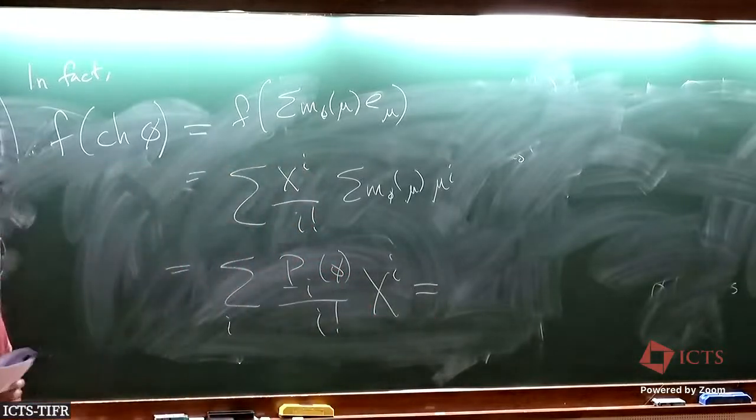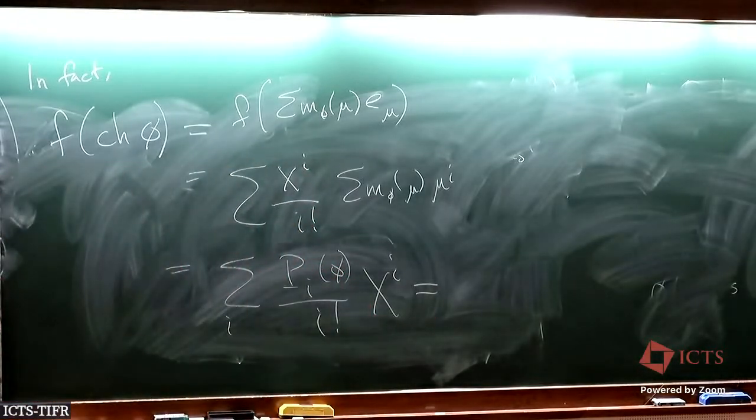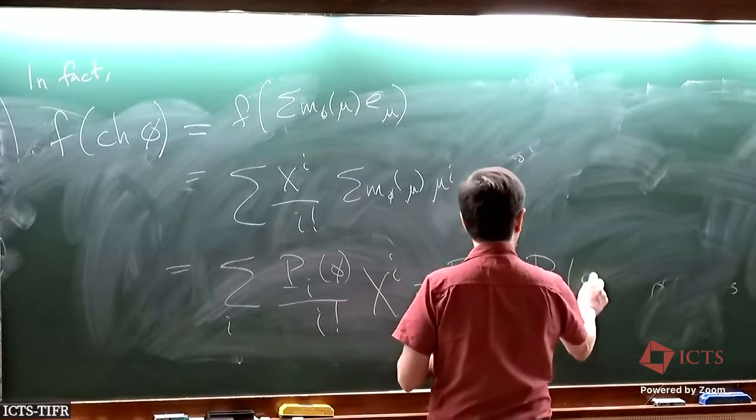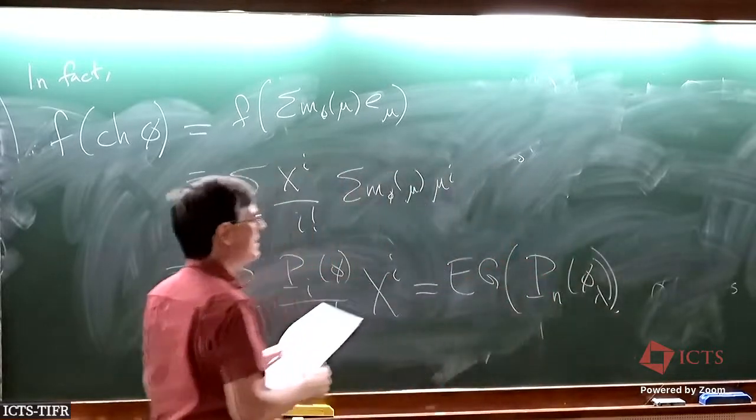I noticed on the poster I should be talking about generating functions. So this is an exponential generating function for p_n of ch lambda.